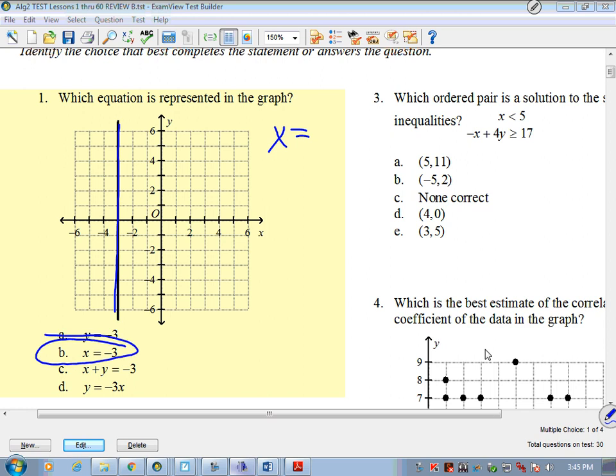So we get this, and if you're looking for a question like this, what kind of work do I need to show? I'm going to say that x equals -3 because it's a vertical line. Vertical lines are x equals. So a simple sentence there will work with our x equals on that.